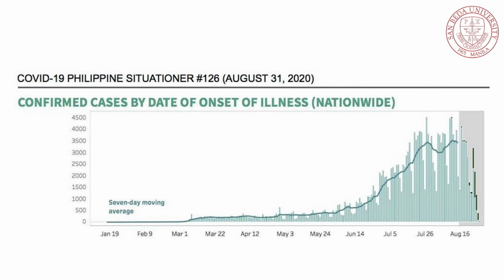Here's the nationwide COVID-19 epidemic curve taken from the August 31 DOH situationer. Here, confirmed cases are graphed by date of onset of illness. We're kind of jumping ahead by showing you this since there'll be a separate discussion on it later, but I just want to stress the point that was made in the previous slide.